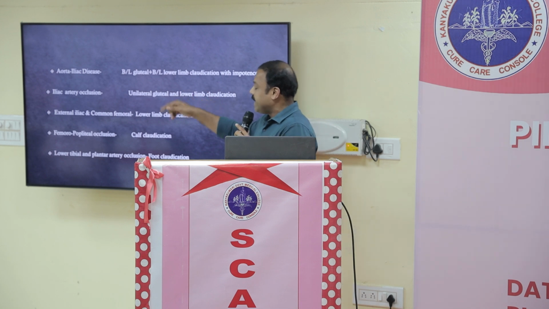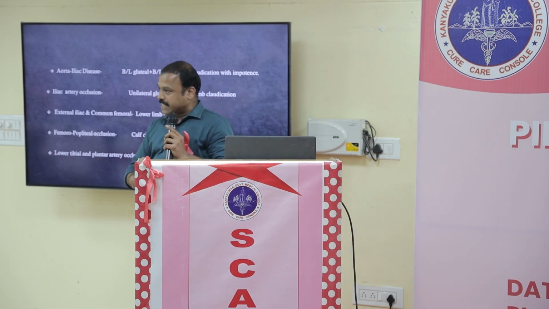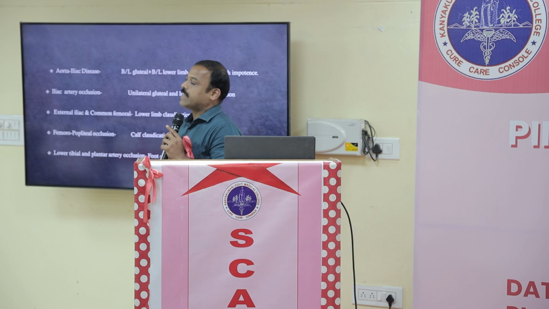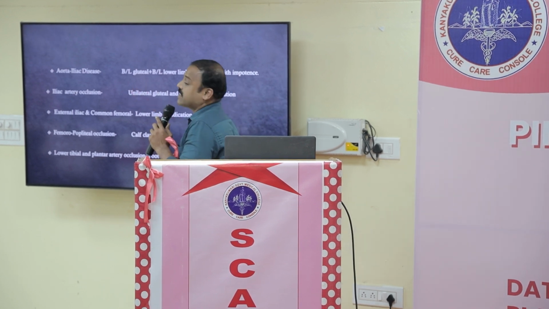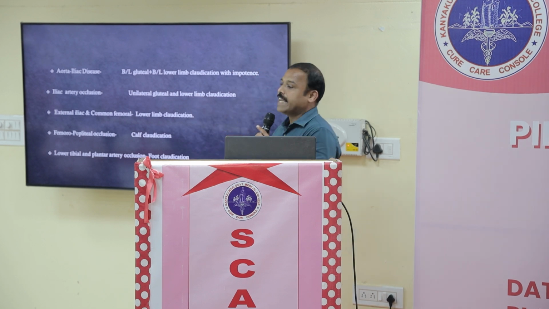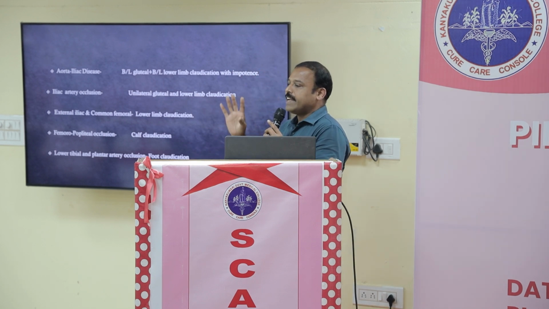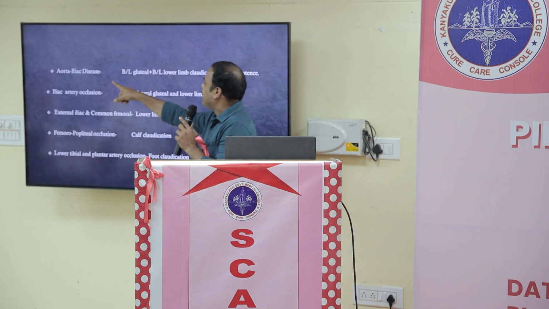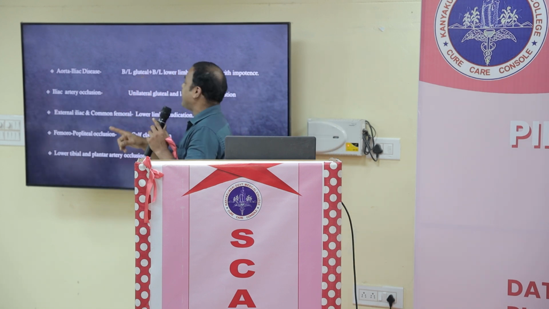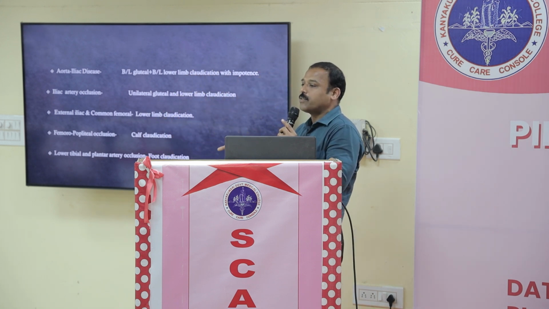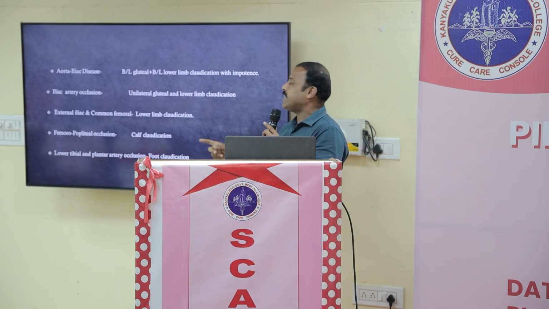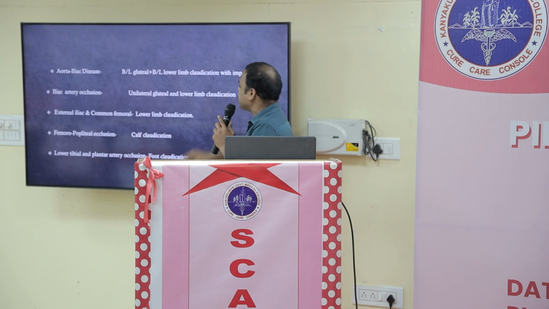When there is aortoiliac disease, imagine it is occluded at the level just below the umbilicus, where the aorta divides. When it is occluded, they have bilateral gluteal claudication and bilateral lower limb claudication. Any patient who comes with bilateral lower limb and bilateral gluteal claudication, the occlusion is at the aortoiliac level. They also have impotence because the internal iliac artery, which supplies the genitalia, is also affected.